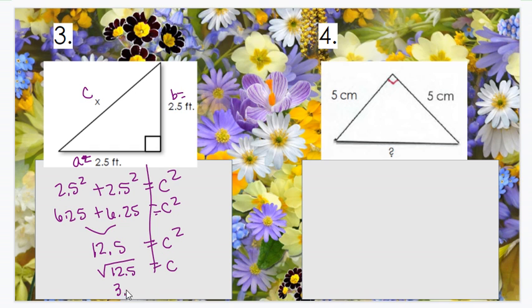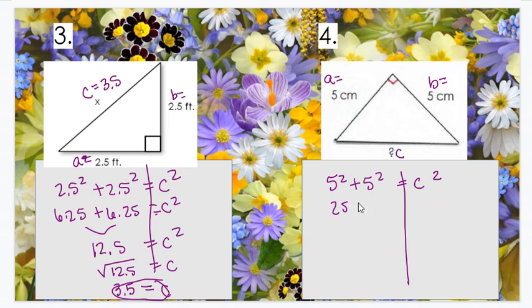And I got 3.53, so that rounds to 3.5 equals C. All right, number 4. A equals 5, B equals 5, and C is what we're looking for. So 5 squared plus 5 squared equals C squared. All right, so 25 plus 25 equals C squared. So that's 50 equals C squared. And the square root of 50 equals C.